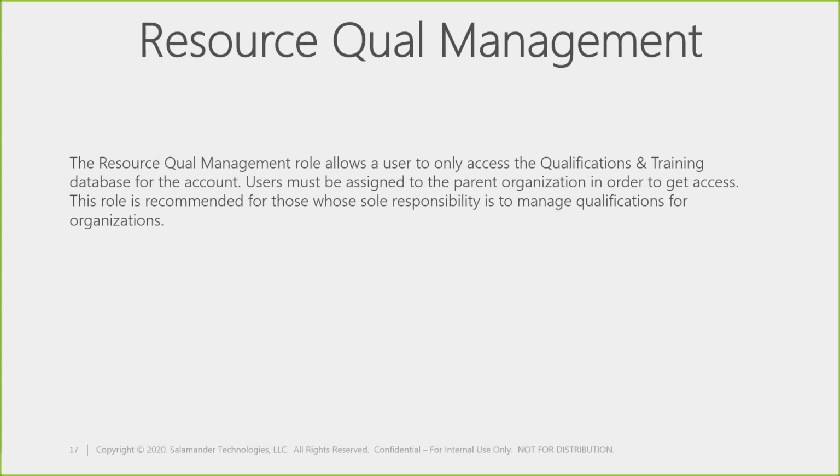The resource qual management role allows a user to only access the qualifications and training database for the account. In order to access it, users have to be assigned to the parent organization, at the account level. You can't access the qualifications and training database under a child organization; they have to be set at the parent. This role is recommended for those whose sole responsibility is to manage qualifications for organizations.